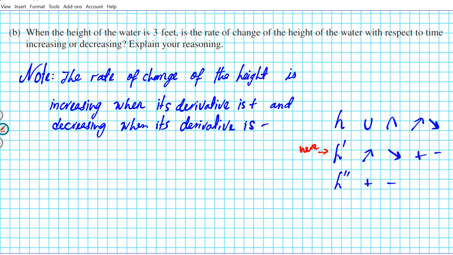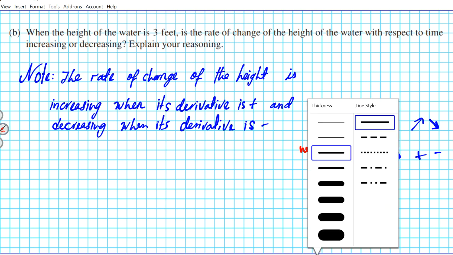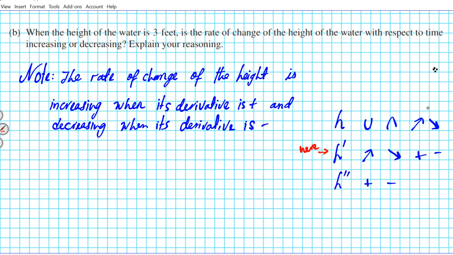So what tells us if the rate of change of the height is increasing or decreasing? Well, the antiderivative is concave up or down, which we can't work on here. Or if its derivative is positive or negative. Okay, so our attention will be focused right here. Bam. So what we're basically looking for is the sign of the second derivative of h. That will tell us if h prime, or the rate of change of h, is increasing or decreasing.